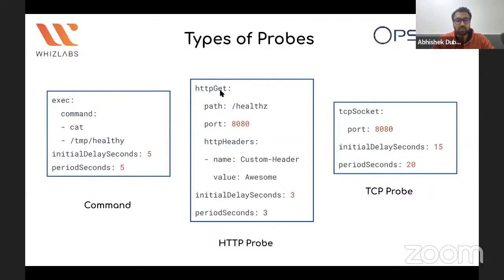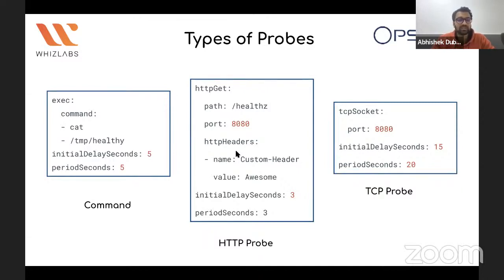Similarly, we have an HTTP probe. Inside this HTTP probe, I have defined my path as health and my port as 8080. And there are some custom headers I would like to pass, like my custom header name is custom header and the value is awesome. So what it will do is make an HTTP request to this URL on this port with this header. After that, it will expect a valid status code. Suppose I'm getting a valid status code like 200, then we can simply say that my application is completely healthy.